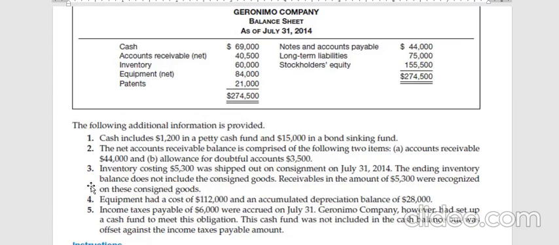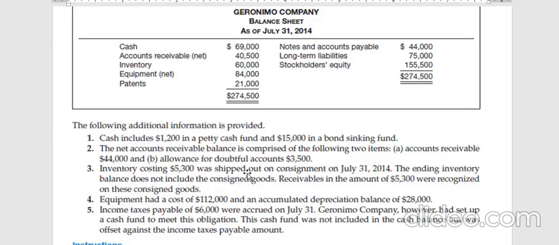Okay, let's go to the third one. Inventory costing 5,300 was shipped out on consignment on July 31st 2014. Okay, so we got inventory and we shipped it out, means we sent it on consignment to a consignee. So we are the people who are sending the inventory.